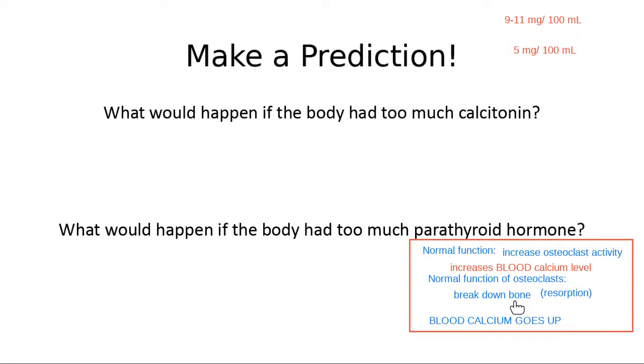So we need to know, number one, ultimately, parathyroid hormone increases the amount of calcium in the blood. Number two, how it does that is by telling my osteoclasts, get active. I need you to be activated so that you can do your job. Because number three, the job of osteoclasts is to break down bone tissue. When I break down bone tissue, that's going to raise my level of calcium. That's going to take me from 5 milligrams per 100 mils to 9 to 11 milligrams per 100 mils because I'm stealing that stored calcium and putting it back in the bloodstream.